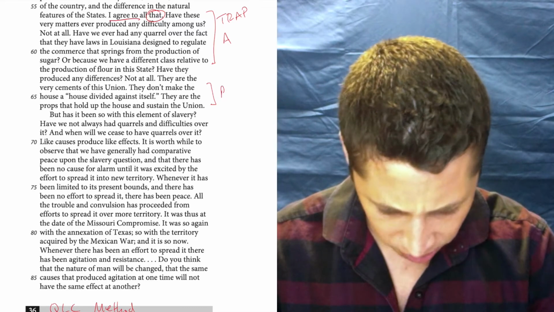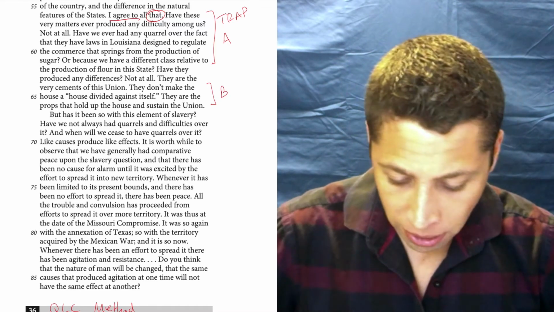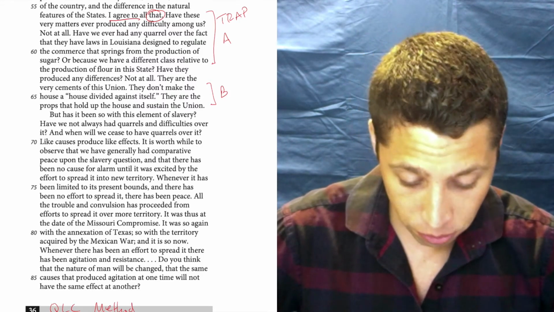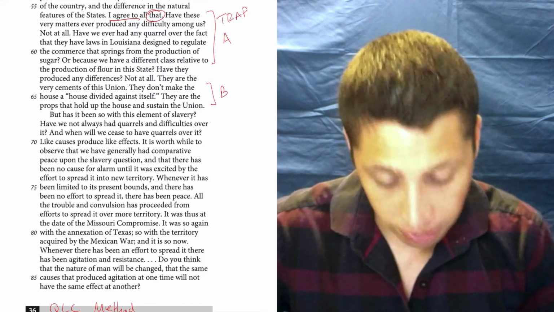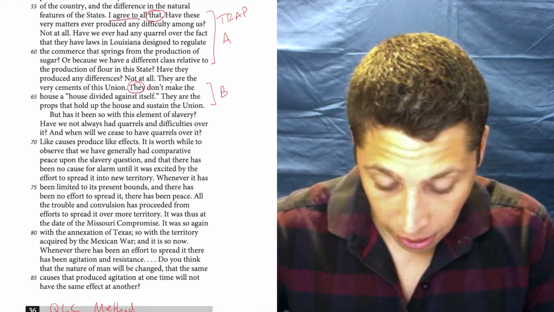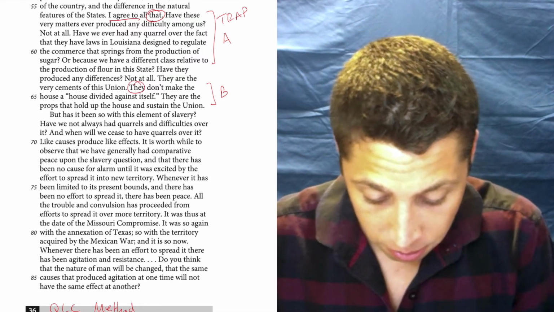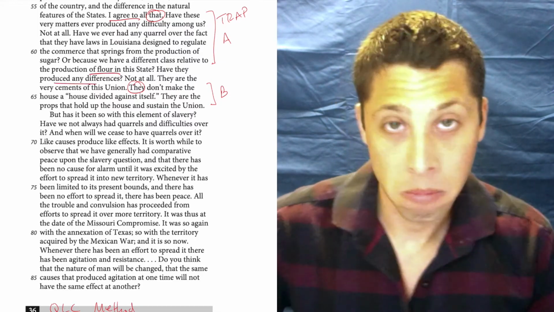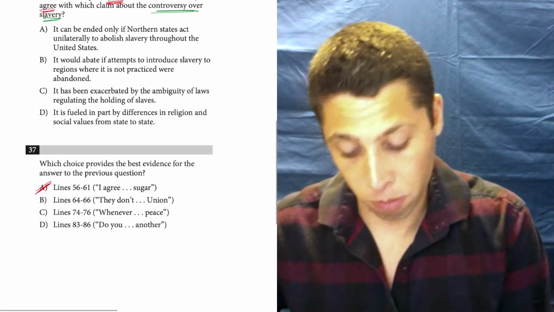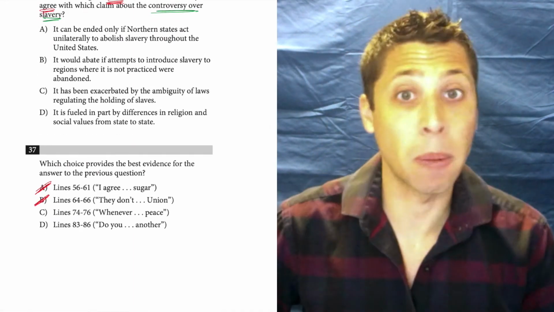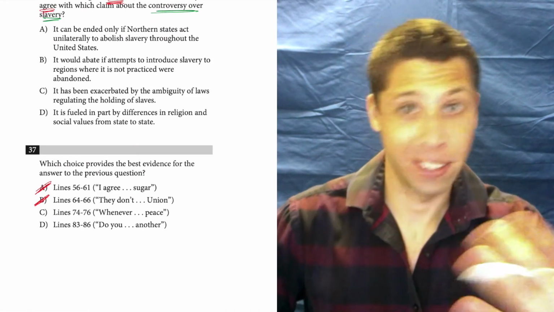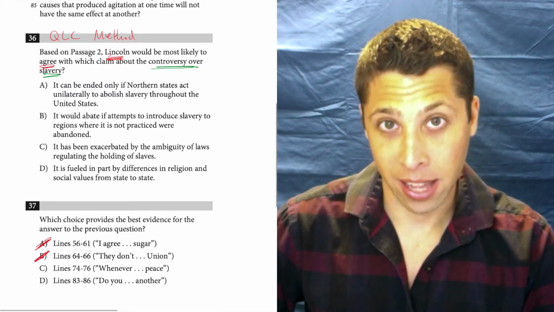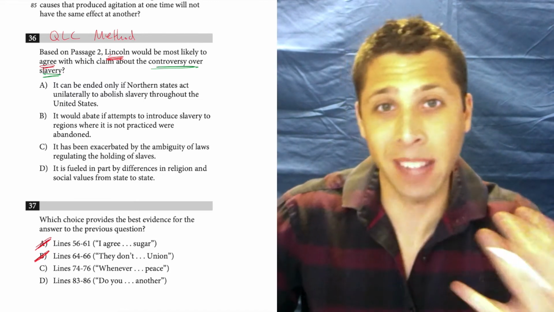64 to 66. They don't make the house a house divided against itself. They are the props that hold up the house and sustain the Union. Again, let's figure out what they are, and we can go back. Talking about flour, the differences between the states. Again, nothing about slavery. So it's probably what Lincoln agrees with, because he's kind of saying his own words to himself, right? House divided. But there's nothing here about slavery, so that can't be right. That's a big part of this question.